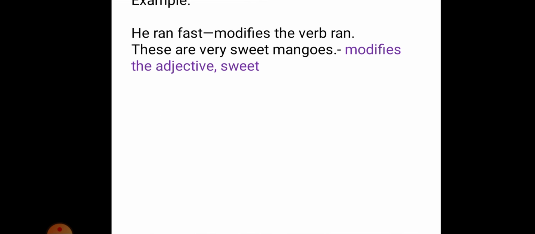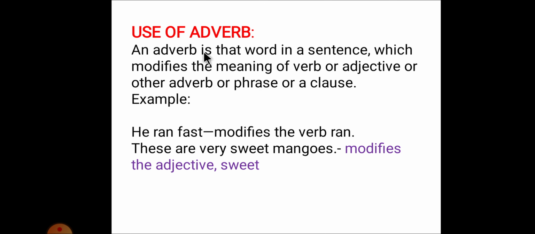Next, use of adverb. An adverb is a word in a sentence which modifies the meaning of a verb, adjective, other adverb, phrase or clause. So simply, the adverb describes the verb. For example, he ran fast. So fast modifies the verb ran. These are very sweet mangoes. So very modifies the adjective sweet. So this gives a description of the verb.